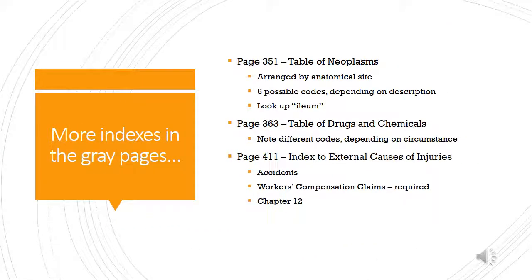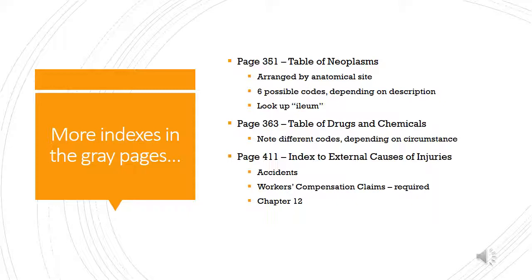As mentioned earlier, there are 3 other additional reference sections to the gray pages. These follow the Index to Diseases and Injuries sections in the order shown here. Turn to the table of neoplasms. Refer to the top right page and/or the gray sidebar for assistance. The coder references this table to code an abnormal growth of tissue from some part of the body.